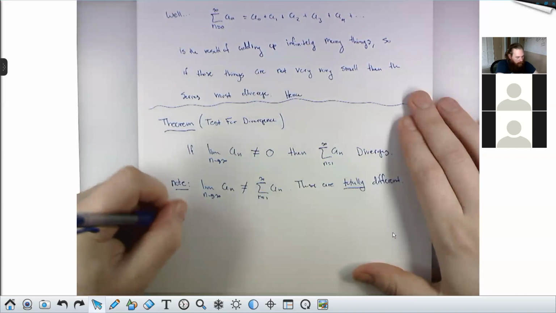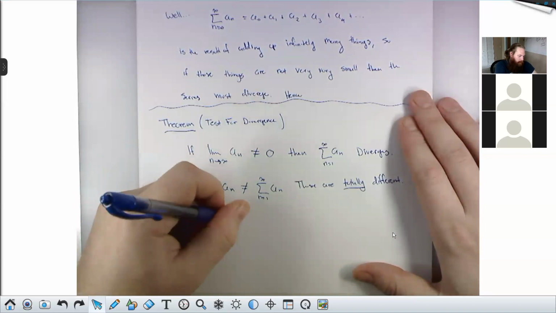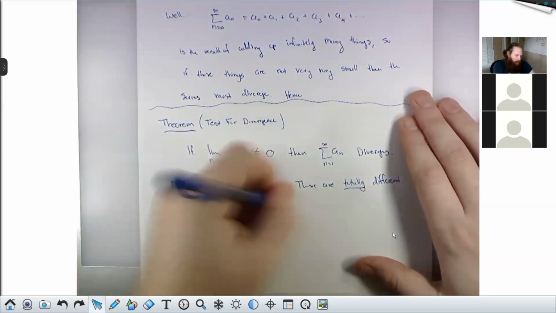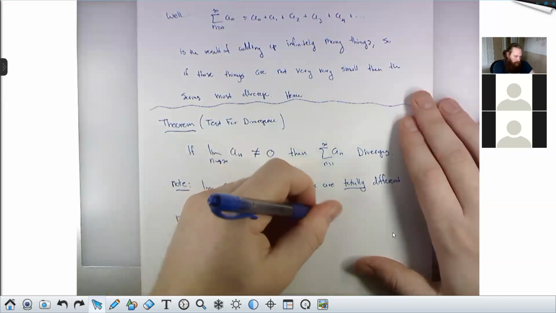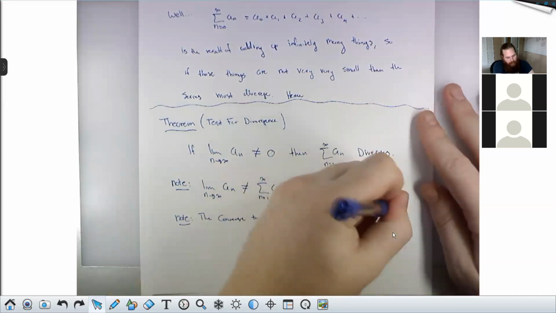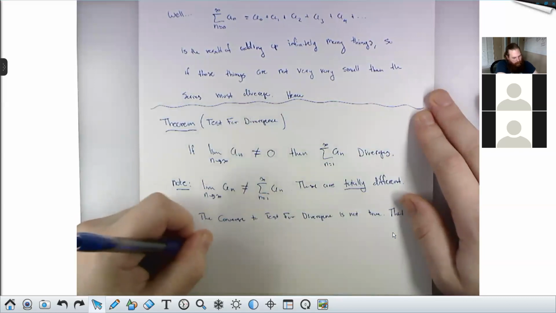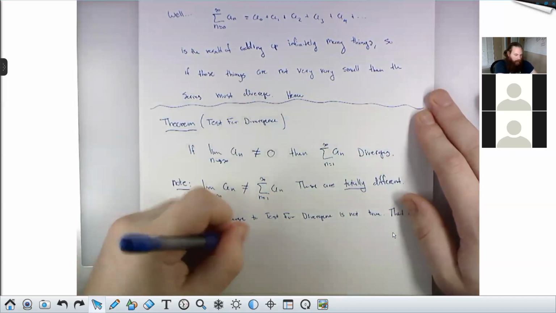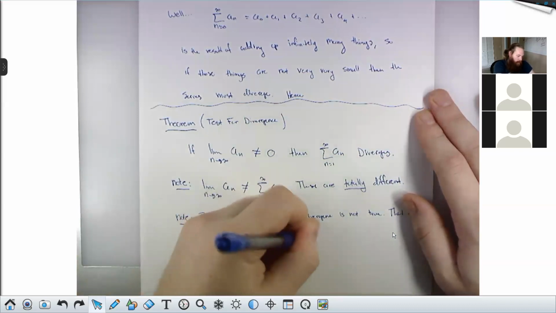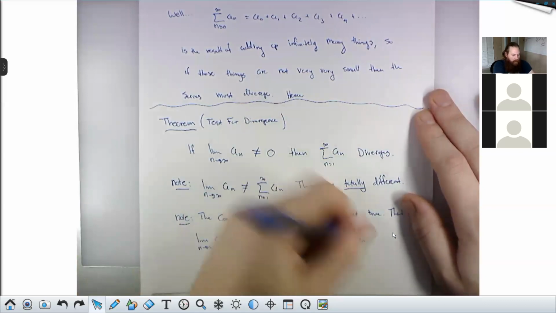The other note here: the converse to the test for divergence is not true. That is, the limit as n goes to infinity of a_n being 0 does not guarantee that sigma a_n converges.